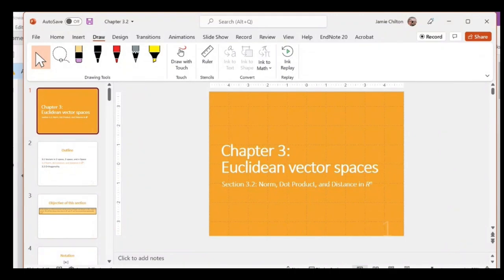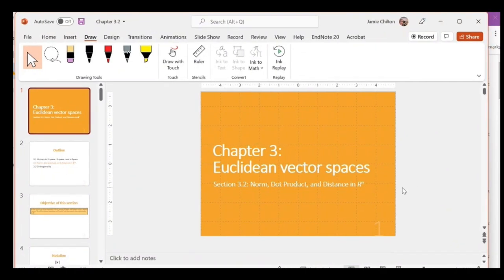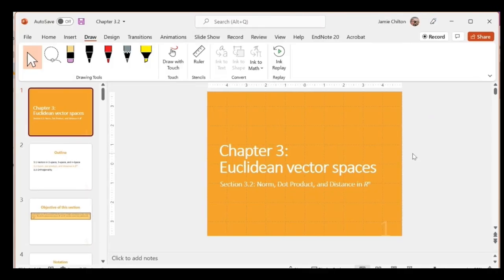So we are on to chapter 3. We're now in section 3.2. So we are now going to be talking about the norm, the dot product, and distance in real space.